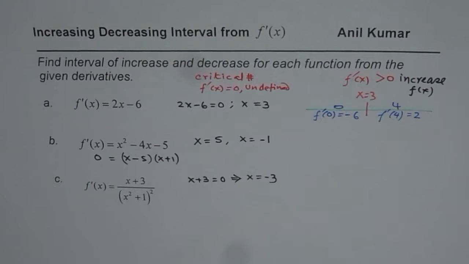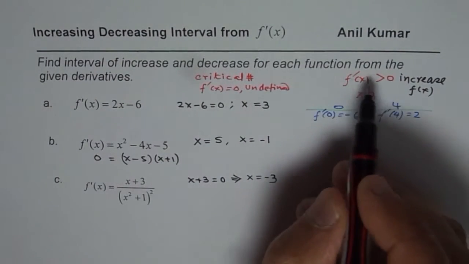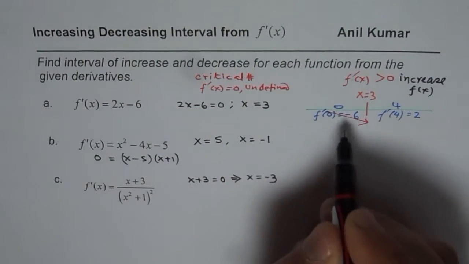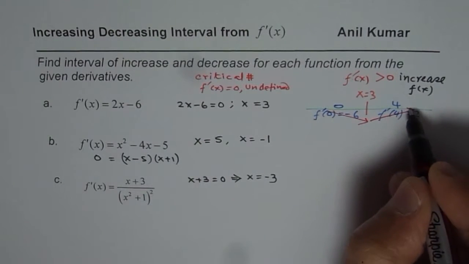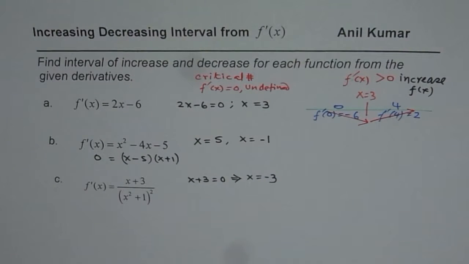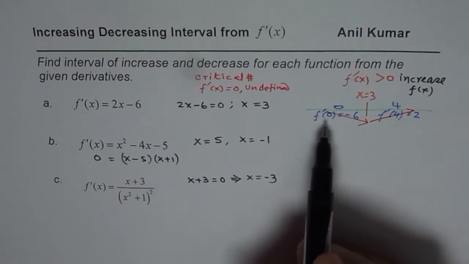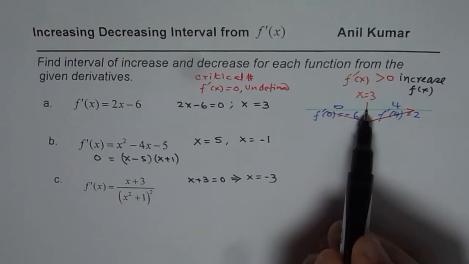So what you really get is the derivative is negative first. That means on the graph of the function, the tangent will be going down, so the function is decreasing. And afterwards, it is increasing. Do you see that? That is how you can figure out the intervals of increase and decrease by testing the sign of the derivative around the critical number.